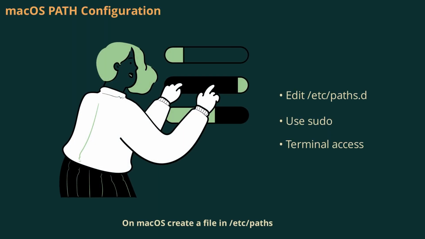On macOS, create a file in /etc/paths.d containing the SDK cmdline-tools and platform-tools paths. Use sudo to create and edit the file. This method integrates the SDK tools into your system path, making them accessible from any terminal window.